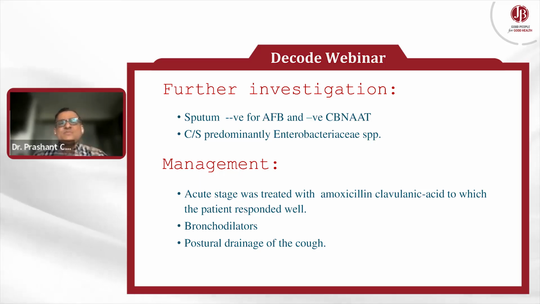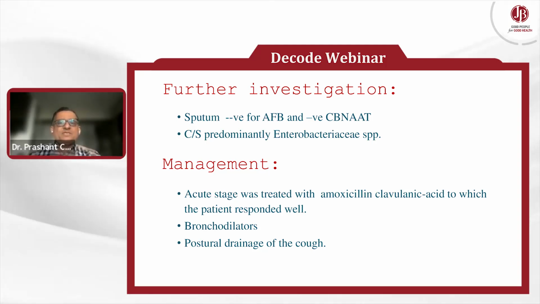So the sputum is negative for TB, negative for CBNAAT, but sometimes you can get a CBNAAT which is positive and a TB culture which is negative, particularly when there's an old TB and the DNA of the TB is still around, and the culture shows Enterobacter species. So now, what is the management? I mean, what is the treatment for this? The diagnosis here is post-TB bronchiectasis. That is a very common diagnosis we get. People who have a severe tuberculosis can land up with bronchiectasis. She was treated with amoxicillin, clavulanic acid, bronchodilators, and postural drainage.